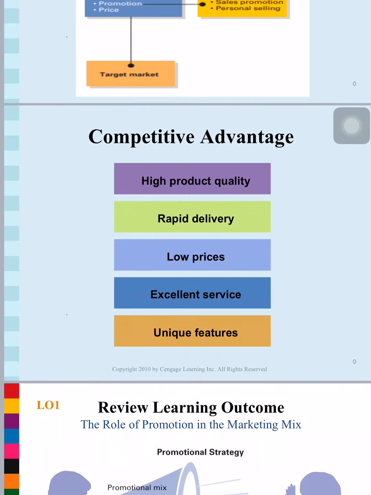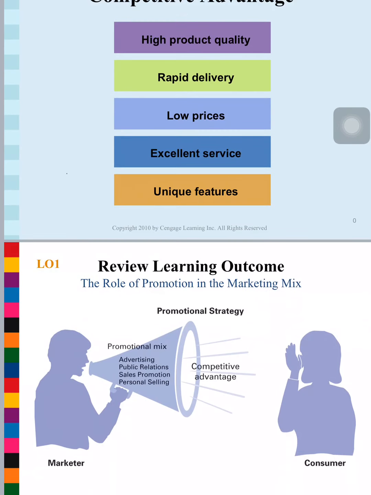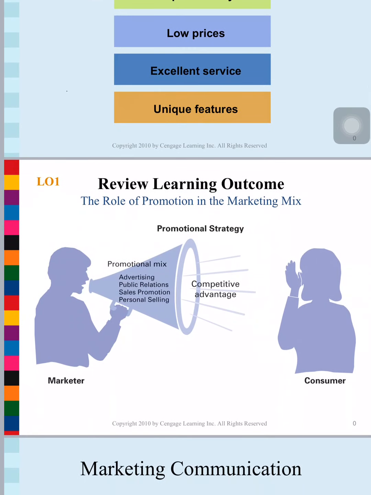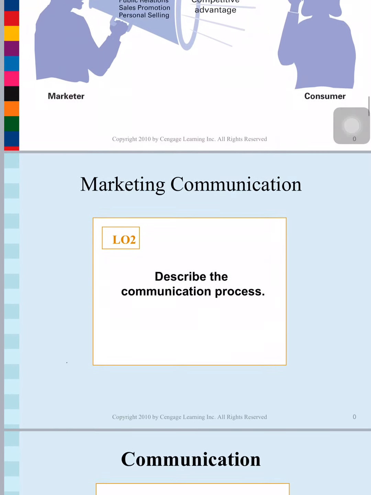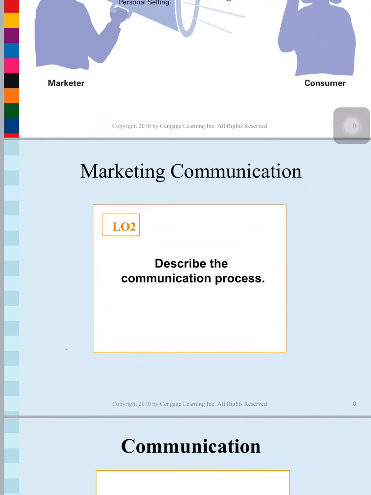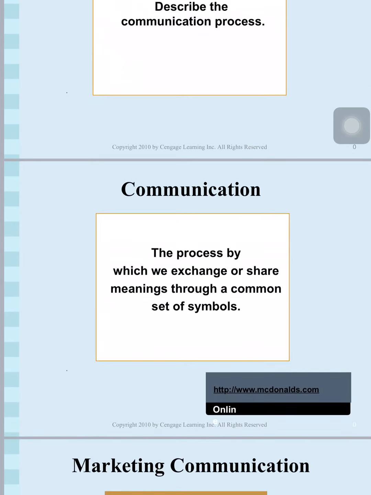This is a review of the outcomes for LO1. We proceed to the next outcome, which is to describe the communications process. Communication is the process by which we exchange or share meanings through a common set of symbols.